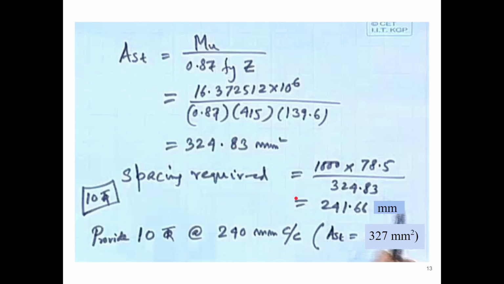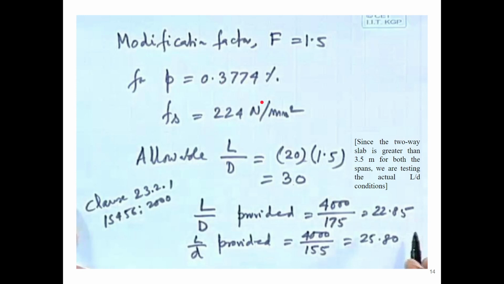Therefore the spacing required will be 1000 divided by the number of bars. The number of bars is 324.83 divided by pi by 4 into 10 square, which is 78.5. So that is equal to 1000 into 78.5 by 324.83, which comes to 241.66 millimeter. So we shall provide 10 mm diameter bars at 240 center to center. If we follow this, the Ast will be 327 millimeter square, which is greater than 324.83. So the condition is satisfied.